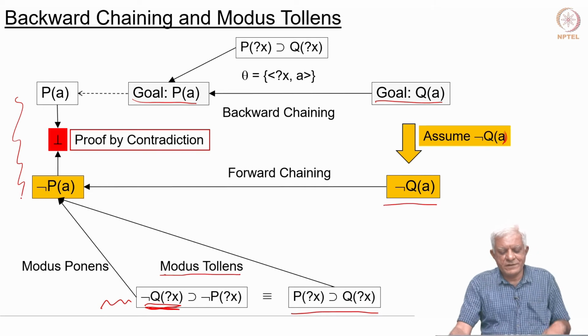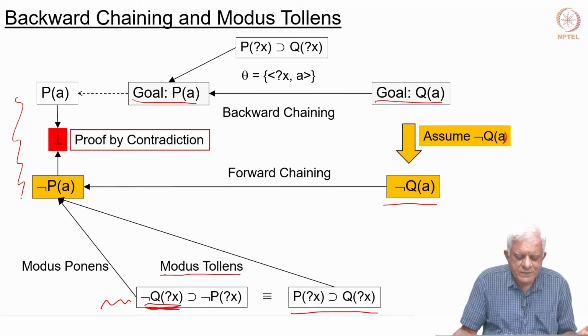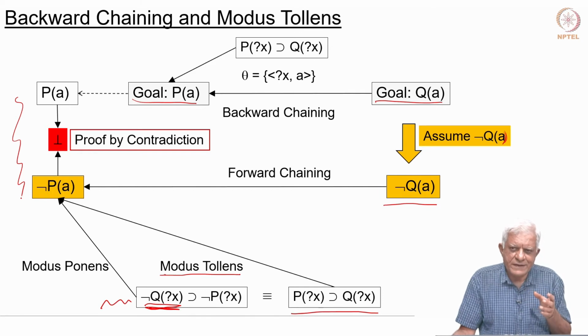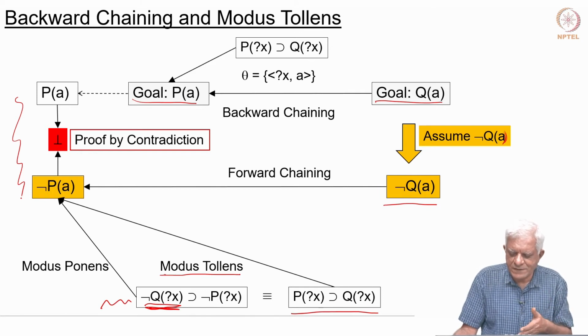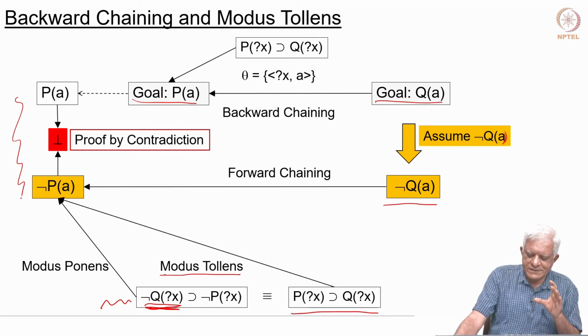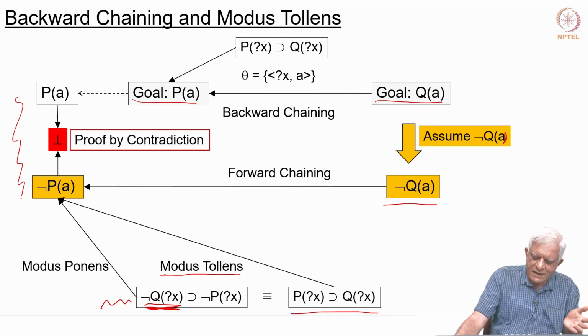So, the outcome of discovering this contradiction is that you have to end up by saying that our assumption was wrong. So, assuming that Q of A is false is wrong. So, Q of A must be true, and that was the goal that you had in mind essentially. So, logically there is a similarity here. Modus tollens is closer to backward chaining because you are going from Q to P. But you could also think of it as modus ponens, because instead of saying that P implies Q, you are saying not Q implies not P, then it becomes a little bit like forward chaining.